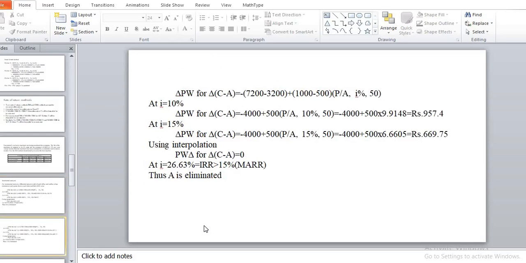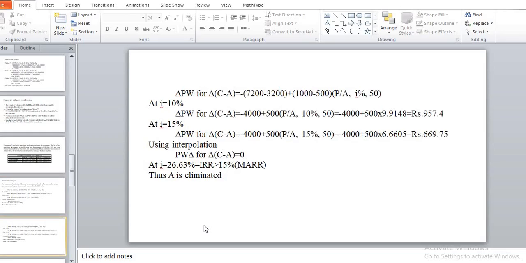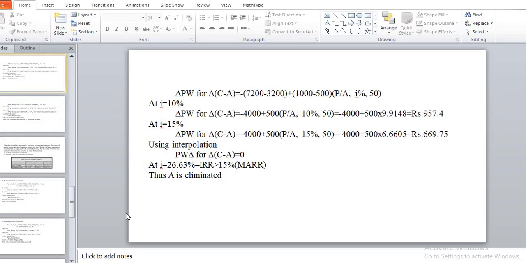And we calculate the incremental present worth for C minus A. From the first incremental case, B is eliminated and A is present. Now we consider the next comparison, C minus A. From the four projects we have considered like this, this is the second incremental value, C minus A. Again we calculate the present worth for C minus A.